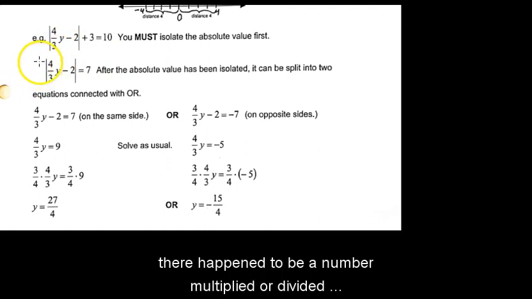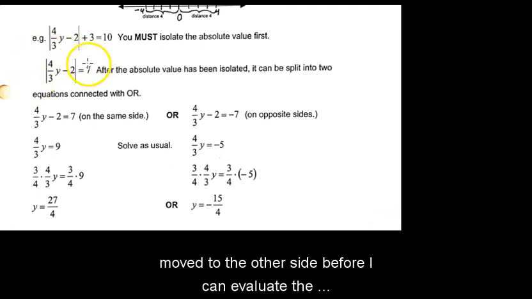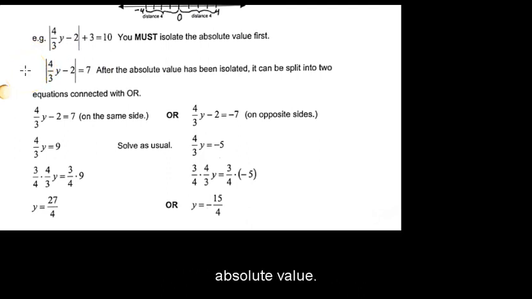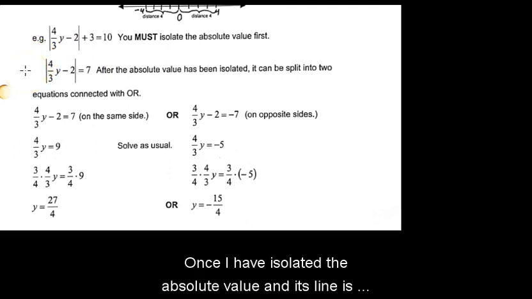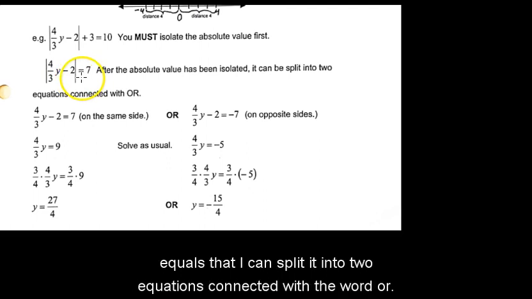It also means if there happened to be a number multiplied or divided but outside the absolute value, it would also have to be moved to the other side before I can evaluate the absolute value. Once I have isolated the absolute value, and it is the first thing on the left before the equals, then I can split it into two equations connected with the word or.